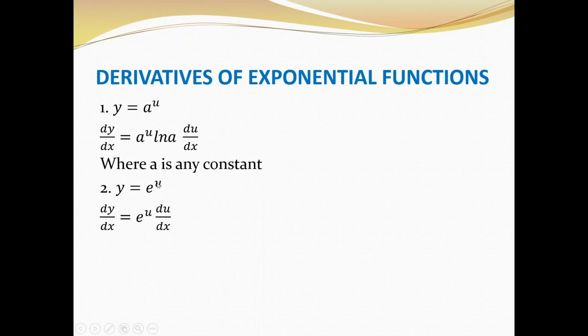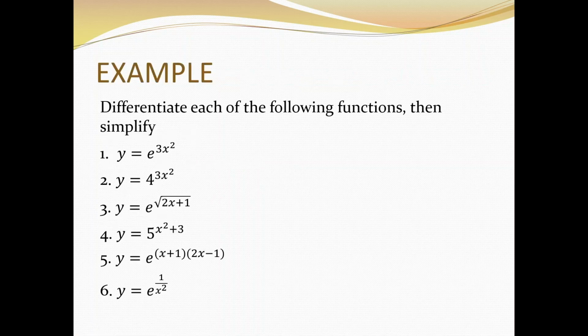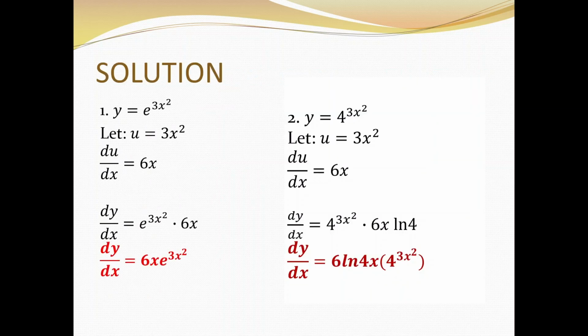Now, when it comes to base e, as y equal to e raised to u, then the derivative of this function, the derivative of y with respect to x, is simply e raised to u to be multiplied by the derivative of u with respect to x. So as for our examples, we have these 6 numbers. So let us try the first example.